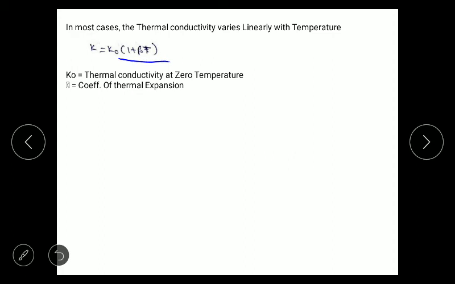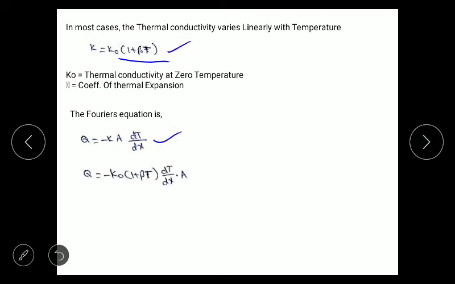Now, from Fourier's law, we have Q is equal to minus K into A into dt by dx. Substitute the value of K in this. Q is equal to minus K naught into 1 plus beta t into dt by dx into A. Let's rearrange this equation as all the temperature terms at one side, the remaining terms at another side. Q by A into dx equal to minus K naught into 1 plus beta t into dt. Now let us integrate this equation.